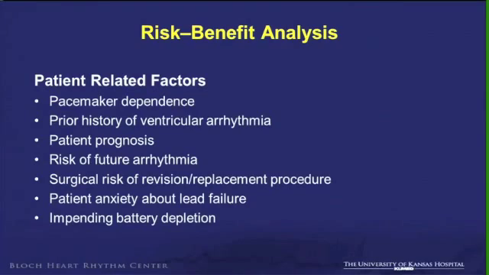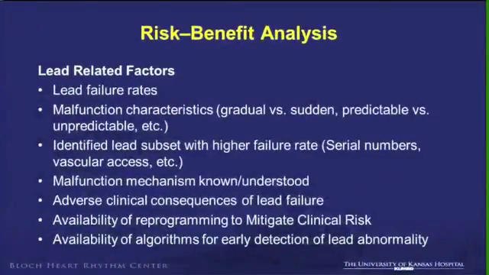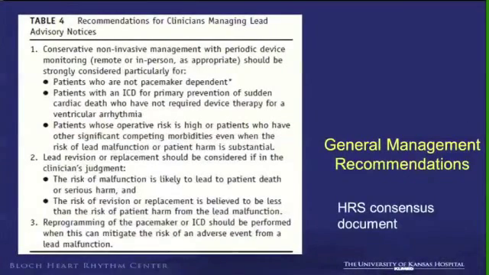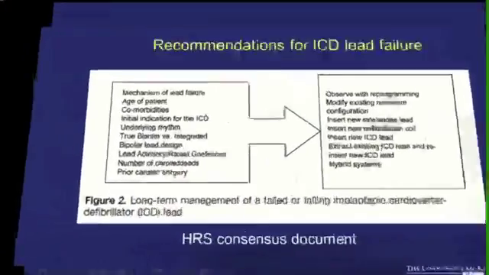Pacemaker dependence is one of the critical factors we need to plug in for patients who have any kind of lead failure. Also prior history of ventricular arrhythmias, primary prevention, secondary prevention, assessment of their life expectancy, impending battery depletion, and anxiety about lead failure. So patient-related factors are very important, as are the lead-related factors. If you have a subset of high failure leads, then probably you need to be more aggressive. All these things should be combined, and most of the HRS consensus document is being conservative till you find any major abnormalities. I think that's all I have.